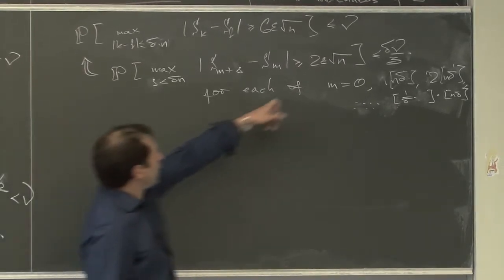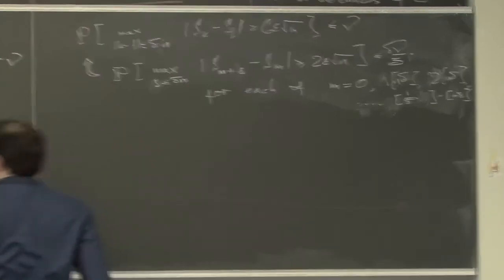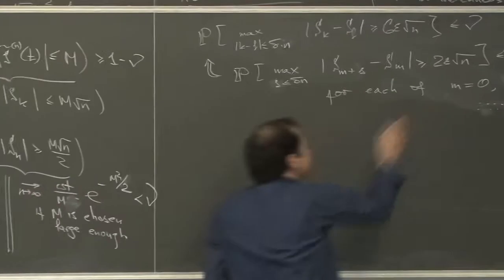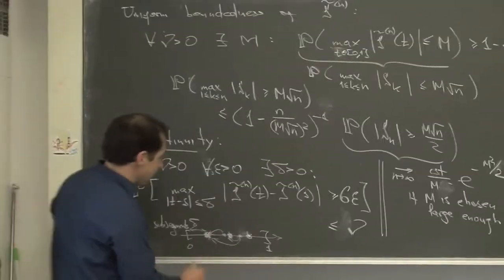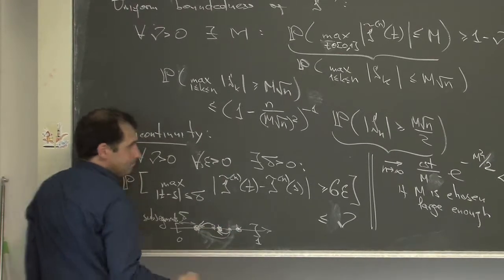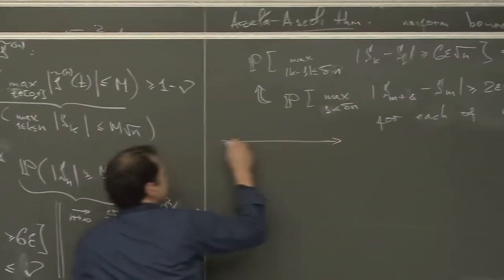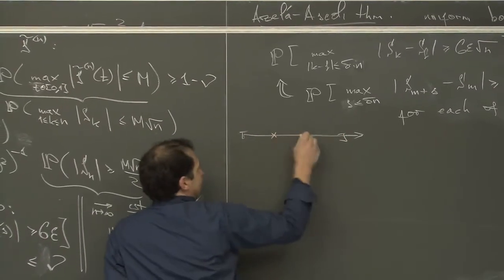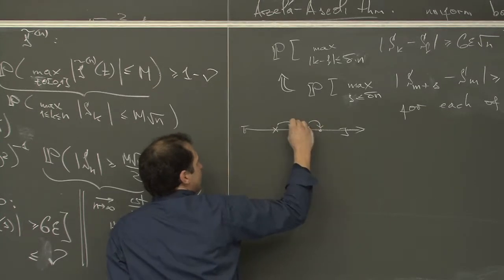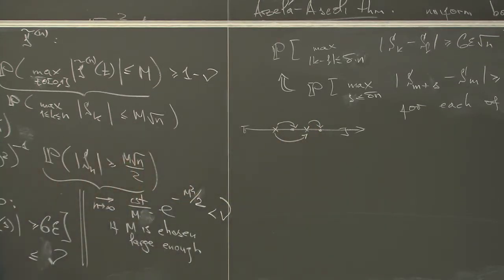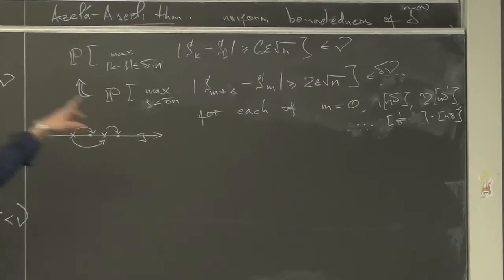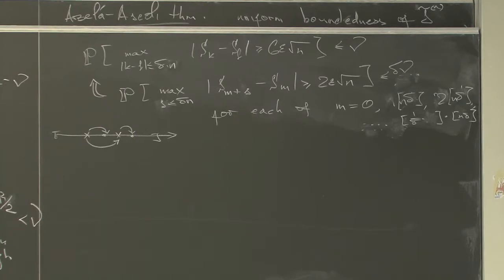Why 2 here? Just because I do not need to divide here, but it's of no importance. I'm just saying that, okay, if I have 2 points on different intervals, say here and here, then let me control these 3 increments. If they all are smaller than 2 epsilon square root of n, then I'm done. Okay?